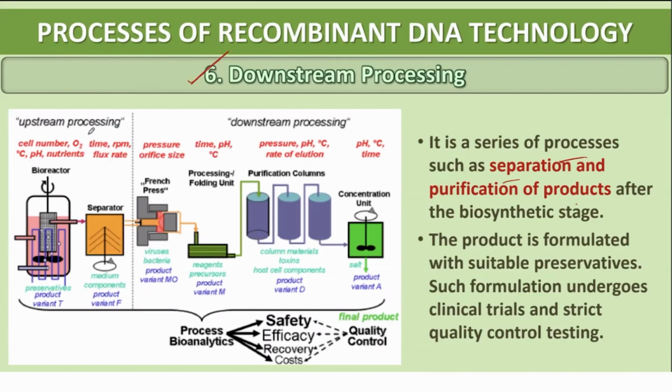So for the upstream process, till now we have understood that there is cell number, oxygen, time, RPM, and after everything we get the product. And then the downstream process occurs, wherein there is a removal of all the media, and anything that we do not desire is basically a contaminant. For example, if I wanted the insulin protein, then except for insulin protein, everything I'll label as a contaminant. After this, the media is separated, and then we have processing and folding, then we have purification columns again.